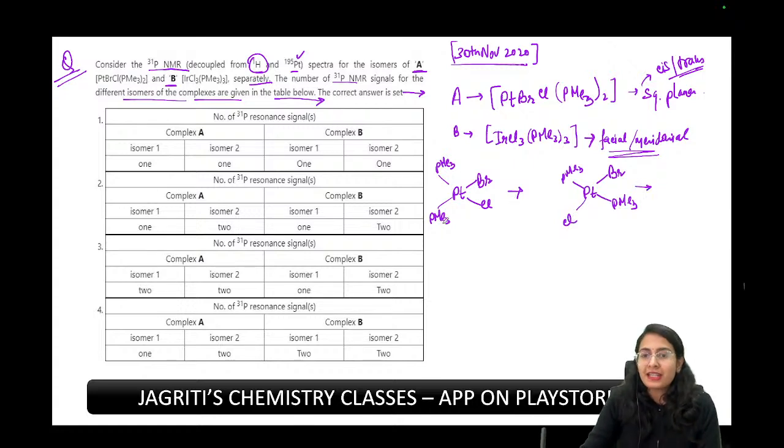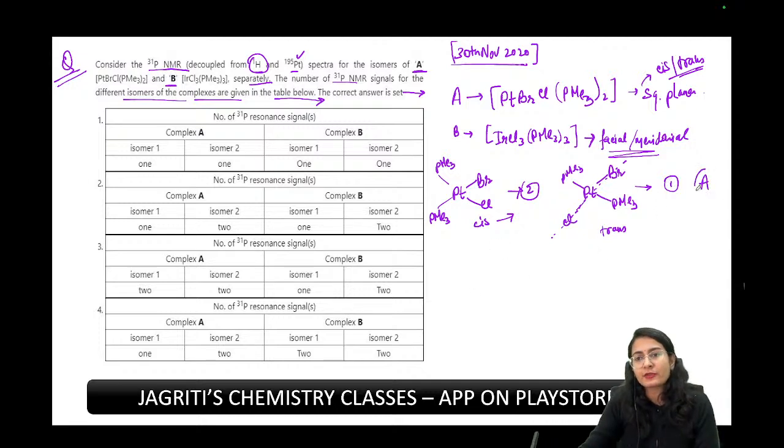So both of these are different because there is no sigma plane or a C2 axis. That's why we can imagine two signals. This is separate, this is separate. But here the trans, in cis you're getting two, in trans you are having a sigma plane of symmetry passing through the bromine platinum chlorine bond, right? And these two will be the same. You are getting only one signal. Okay, that is done for the isomers of A.